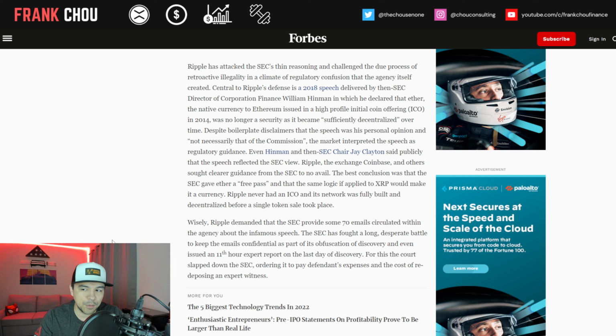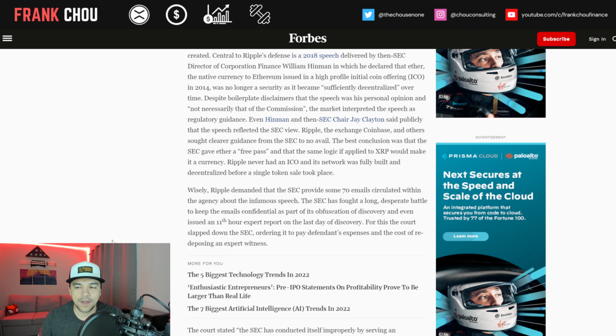The market interpreted the speech as regulatory guidance. Even Hinman and then SEC Chair Jay Clayton said publicly that this speech reflected the SEC view. Ripple, the exchange Coinbase, and others sought clearer guidance from the SEC to no avail. The best conclusion was that the SEC gave Ether a free pass and that the same logic, if applied to XRP, would make it a currency.